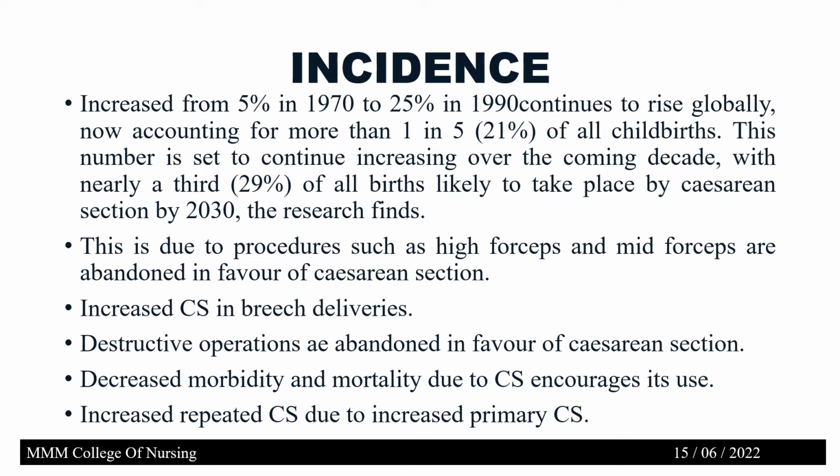This is due to procedures such as high forceps and mid forceps being abandoned in favor of cesarean section, increased cesarean section in breech deliveries, destructive operations being abandoned in favor of cesarean sections, and decreased morbidity and mortality due to CS encouraging its use. Increased repeated CS is due to increased primary CS. So these are some of the reasons for the increased incidence of cesarean section.